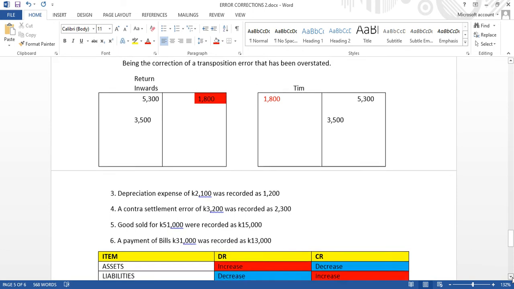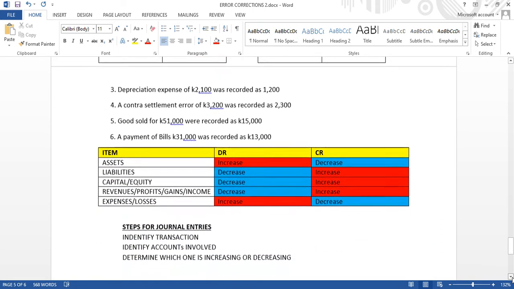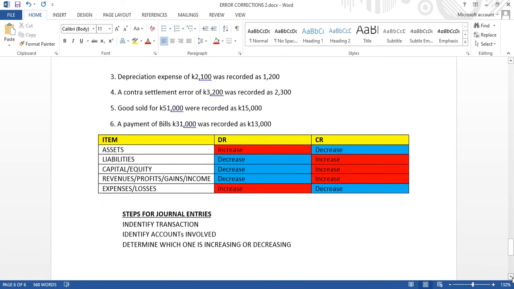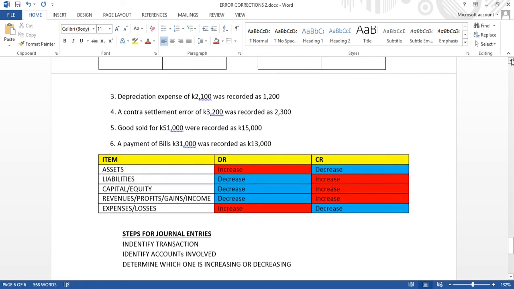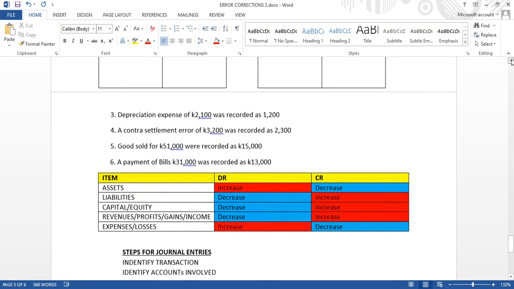Okay, let's look at another example. In this case, our errors are going to be understated. In the first two examples, the transposition errors were overstated. In the next examples, the transposition errors are going to be understated.